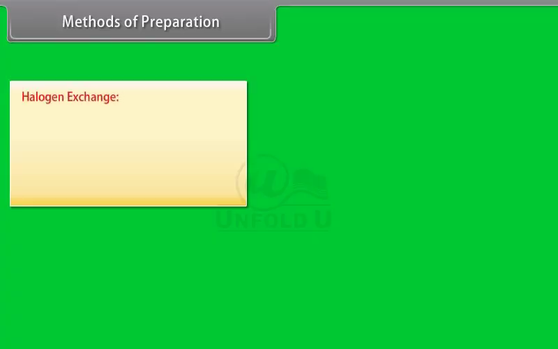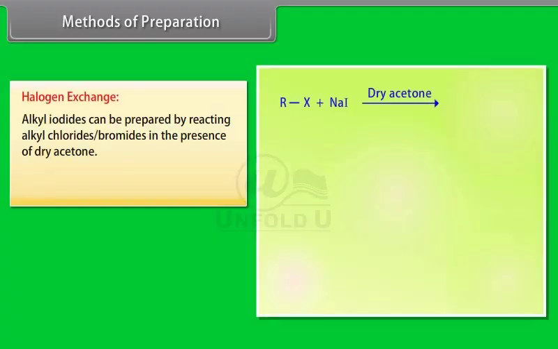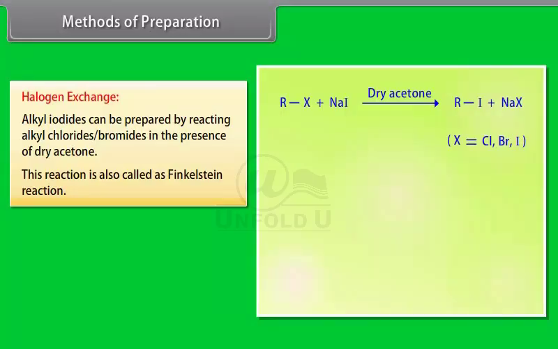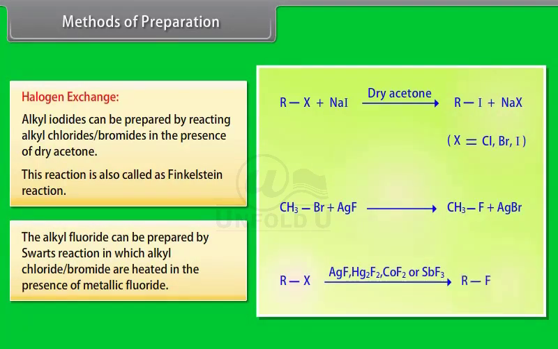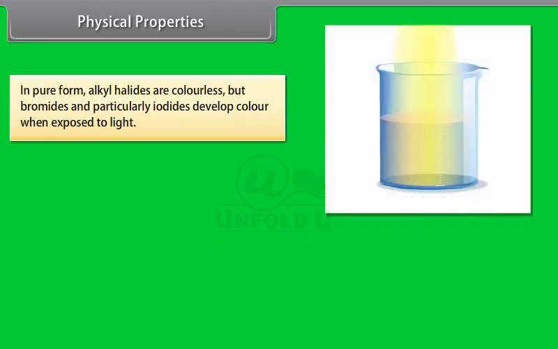Methods of preparation. Halogen exchange. Alkyl iodides can be prepared by reacting alkyl chlorides or bromides in the presence of dry acetone. This reaction is also called the Finkelstein reaction. The alkyl fluoride can be prepared by the Swarts reaction, in which alkyl chloride or bromide is heated in the presence of metallic fluoride. Physical properties. In pure form, the alkyl halides are colorless, but bromides and particularly iodides develop color when exposed to light.